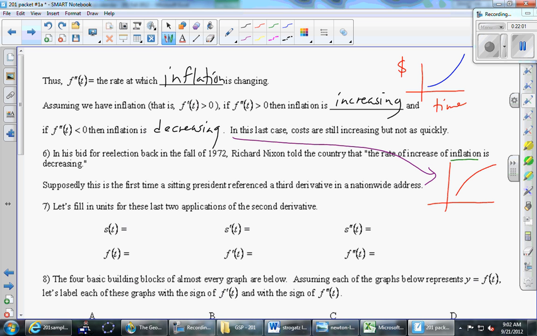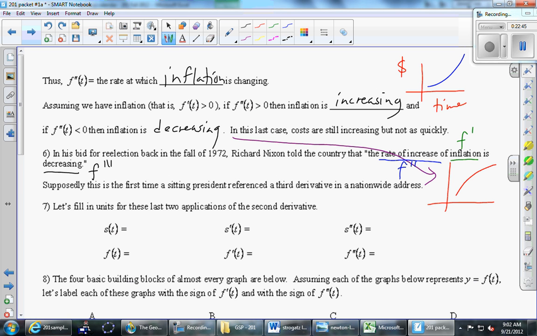So we've already said inflation is what derivative? It's the first derivative. That's what we said. So inflation is f prime. Then we talk about the rate of change of inflation. What derivative is that? That's f double prime, because we're talking about how the derivative is changing. That's what we just did up here. But then we go even further and say that inflation is increasing, but the rate at which it is increasing is decreasing. What derivative is this? That is the third derivative. So supposedly the first time a sitting president referenced the third derivative in a speech to the country.